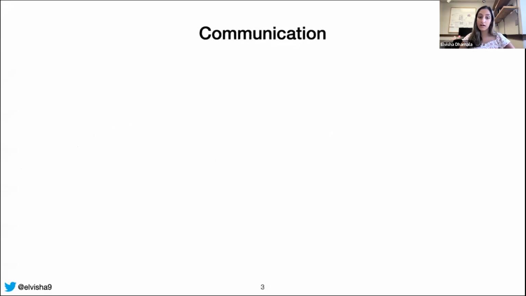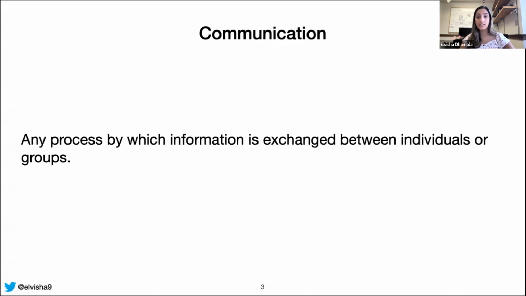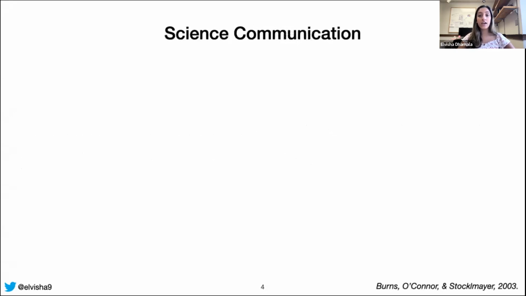The other part of science communication is obviously communication. Communication exists in many different forms, but it generally refers to some sort of information exchange between individuals or groups. So to put those two together, that now leads to science communication. And before I go ahead and try to define it, does anyone have any ideas about what science communication means or what it means to you or what it looks like to you?